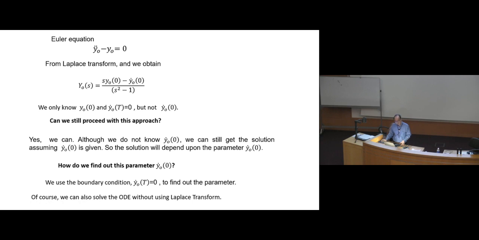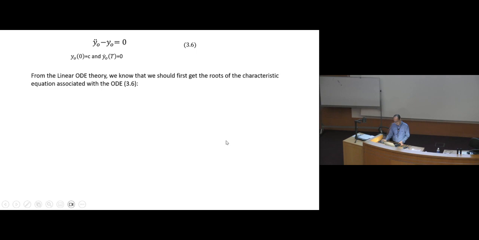If you don't know the Laplace transform, you will know we can solve it without it. Then you need to know some of the theory about how to solve ordinary differential equations for linear equations. So this is the equation we're facing. This is a linear equation. It satisfies two conditions. From the linear ordinary differential equation theory, we know that we should first get the roots of the characteristic equation associated with this ODE, which is just lambda squared minus 1 equals 0. This is the characteristic equation for this one.